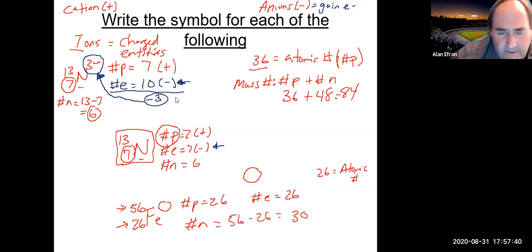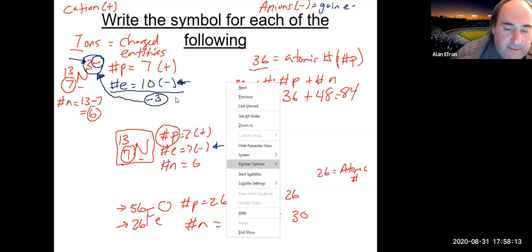You may also notice, if you count, the difference between the neutral guy and our guy with a -3 charge is 3 electrons. So the number for the charge tells you how many electrons. The negative part here tells you that it gained electrons from the neutral atom. So the actual charge that you see on something actually tells you how many electrons are involved. In this case, how many electrons are involved in the gaining of those electrons.